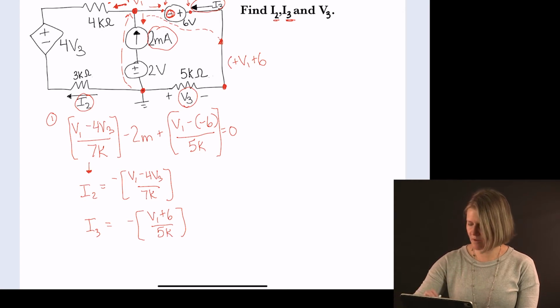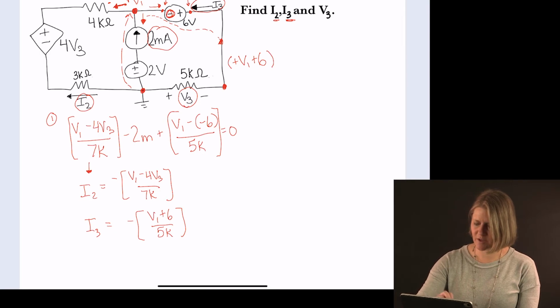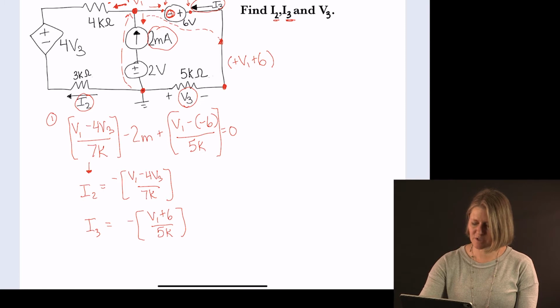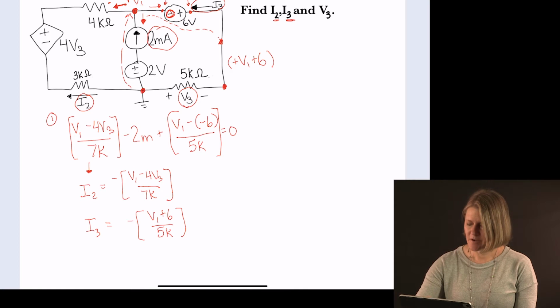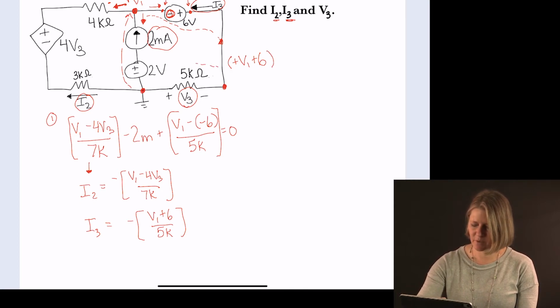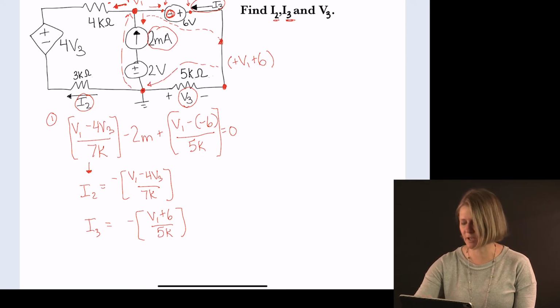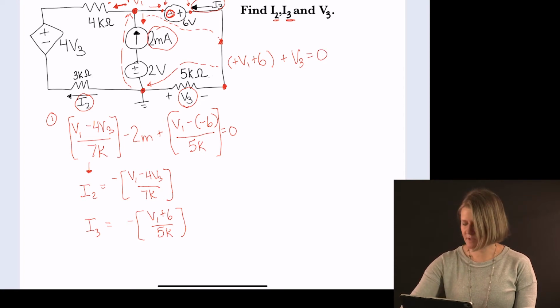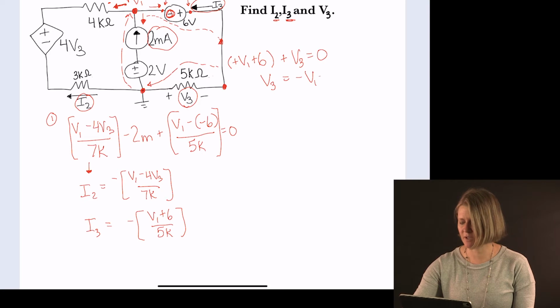And so if I do that, I'm going to have V1 plus 6, and then a plus V3. That's going to get me back to 0. So going across here, back to there, gives me a plus V3 equal to 0. So I could say that V3 is equal to a minus V1 minus 6.